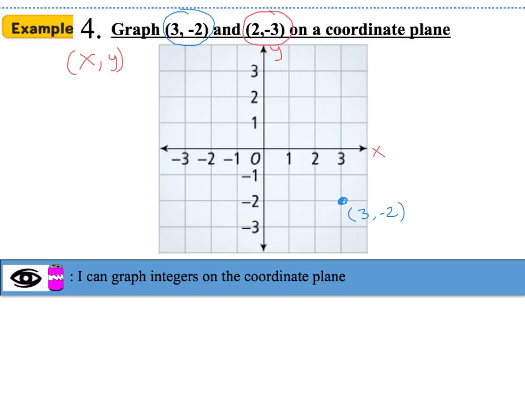Now we're going to graph our second ordered pair. We're going to start at the origin at 0, 0. On the x-axis, we're going to go over 2 spots to the right. And then I'm going to go down 3 spots on the y-axis. I'm going to place my point right here. So I'm going to call this positive 2, comma, negative 3. Notice that both points are in quadrant number 4.